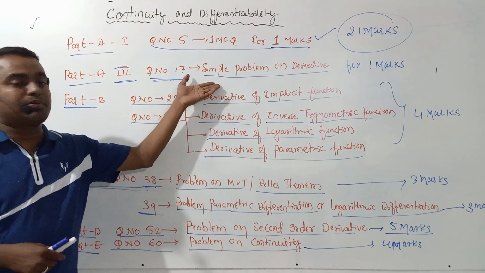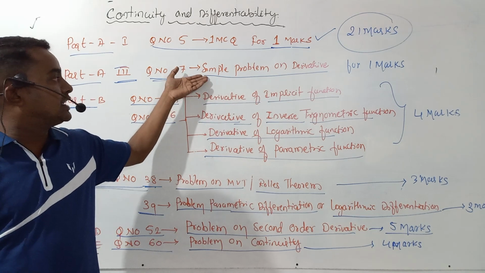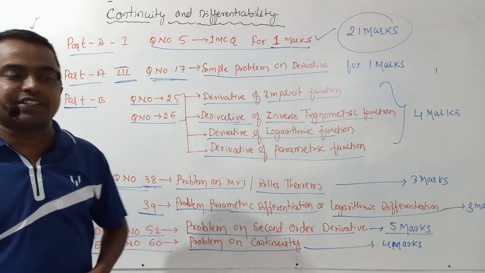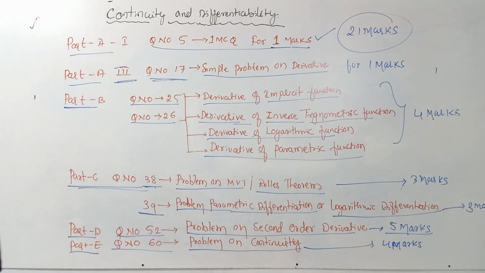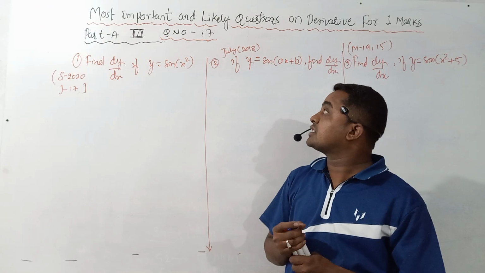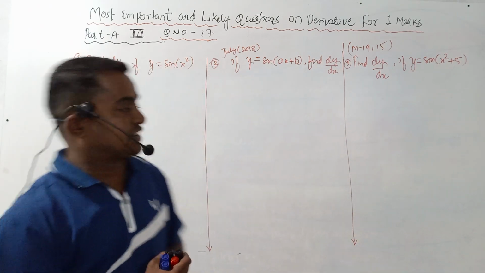So let us begin with the first simple problem on derivative. Later we will solve the MCQs. So first we will complete today question number 17 and question number 25, implicit functions. So let us solve the problems on simple problem on derivative, that is composite differentiation or chain differentiation.